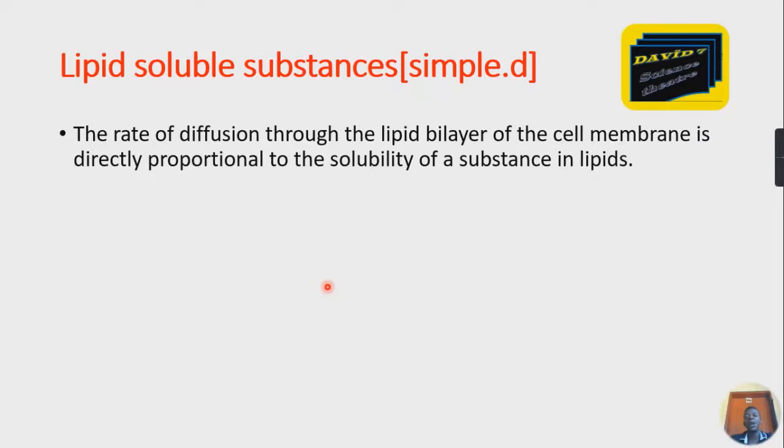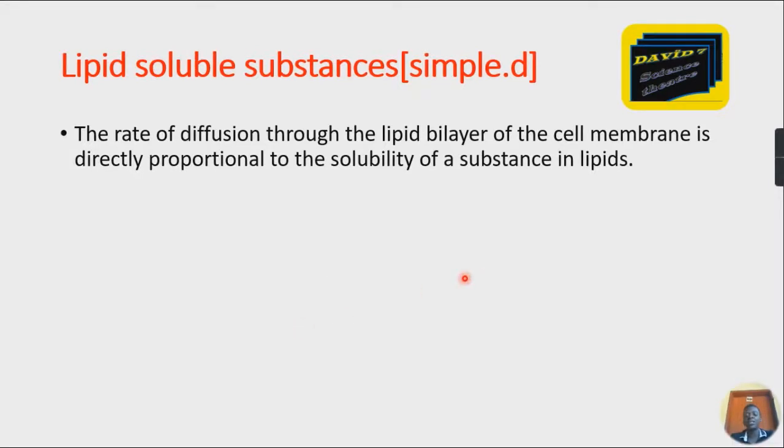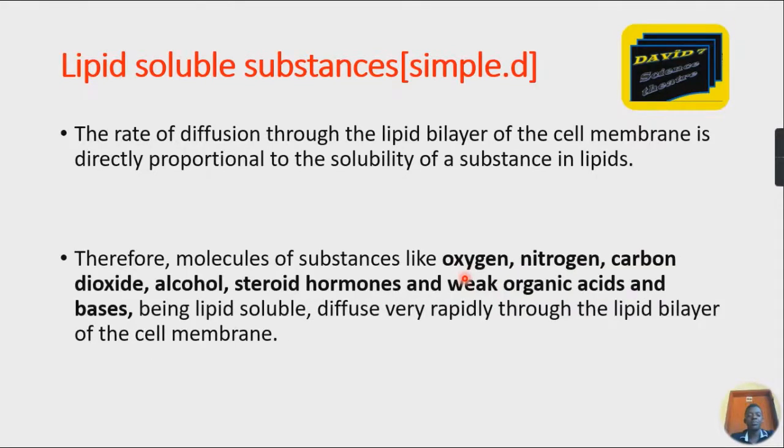Lipid-soluble substances. How does simple diffusion for lipid-soluble substances occur? Recall we have lipid-soluble substances and substances which are not going to dissolve in the lipid of the phospholipid bilayer. For lipid-soluble substances, the rate of diffusion through the lipid layer will be directly proportional to the solubility of those substances in the lipids. If it is highly soluble, the higher the rate of diffusion. If it is partially soluble, it will have a lower rate of diffusion.